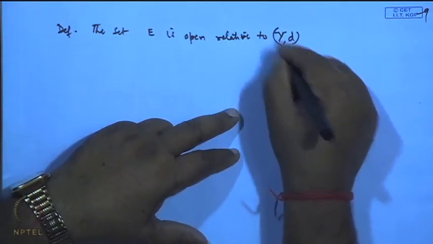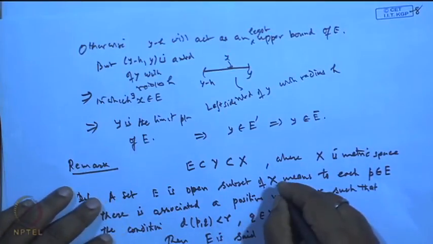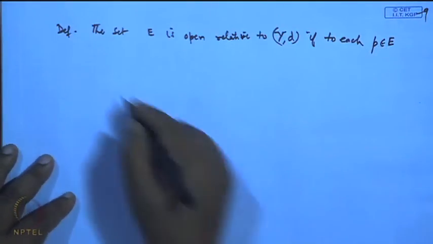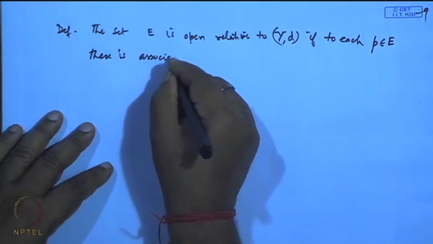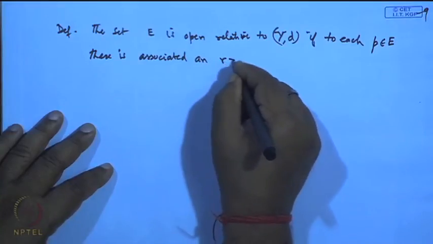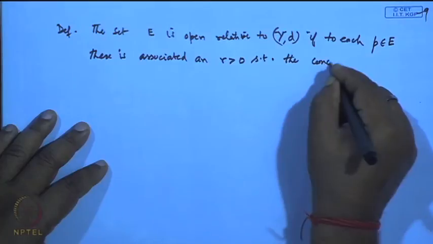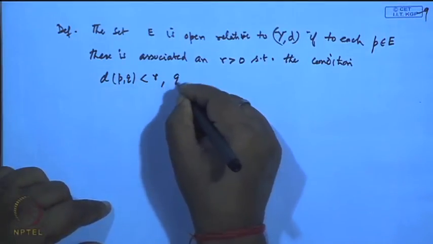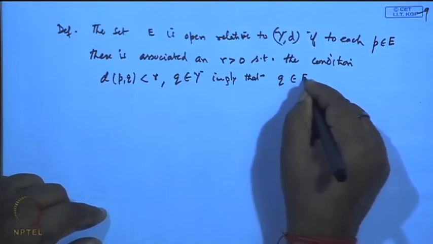where (X, d) is a metric space, relative to Y if to each p belonging to E there is associated an R greater than 0 such that the condition d(p, q) less than R, where q belongs to Y, implies that q is in E. Then we say it is open relative to Y.